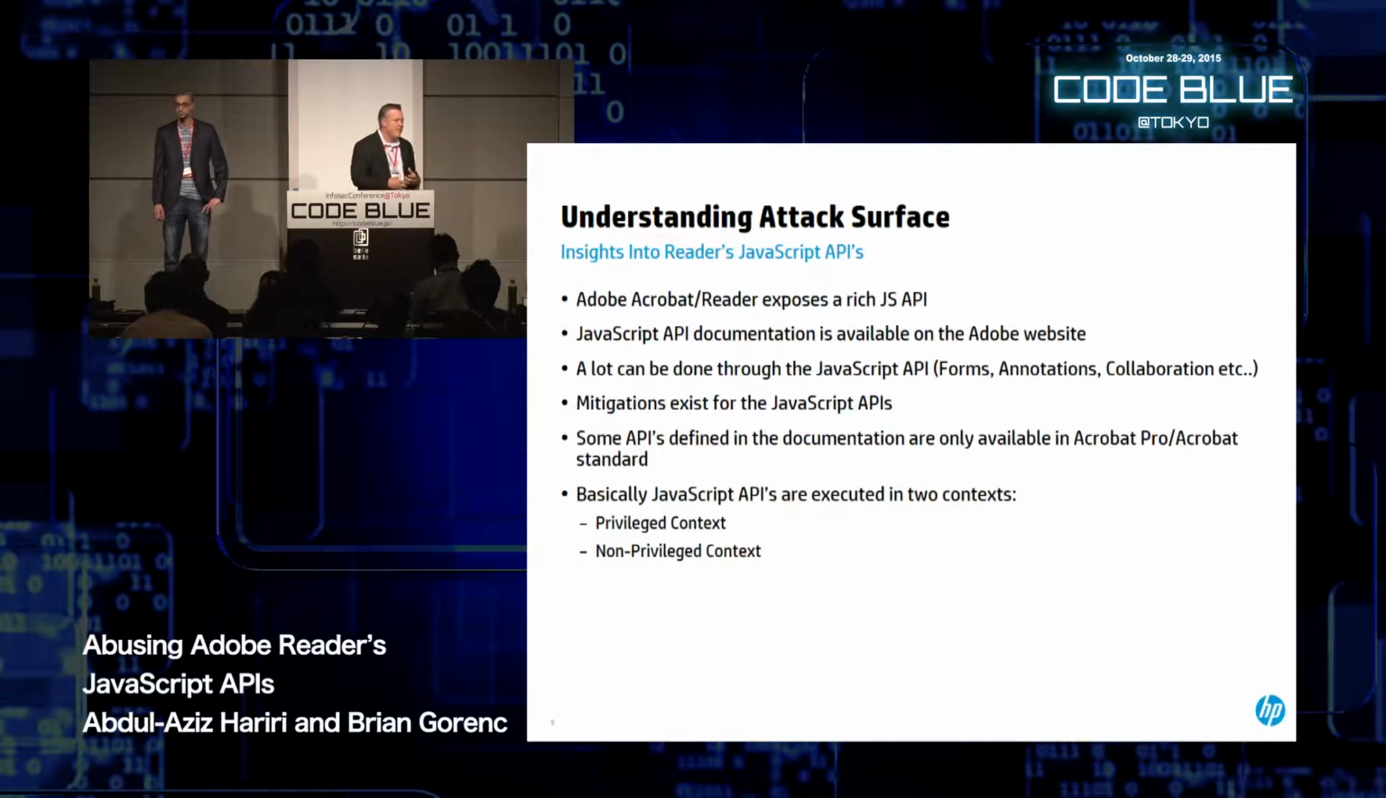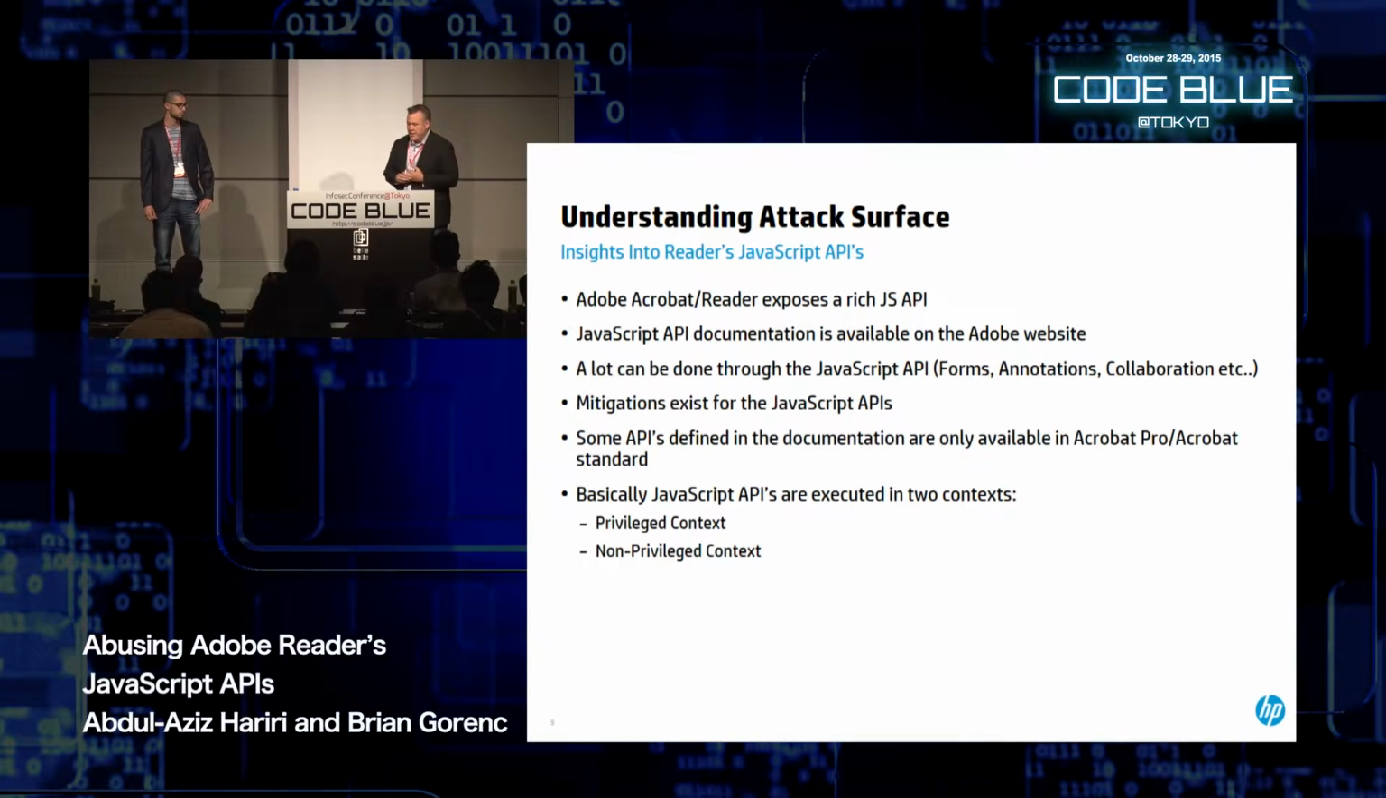So what exactly are the JavaScript APIs? Well, they expose functionality to document authors that allow you to generate really complex and interesting documents for the end user. They allow you to interact with multimedia. They allow you to process complex forms. You can do collaboration with the APIs. There's really a large amount of functionality that exists in these APIs available to document authors.